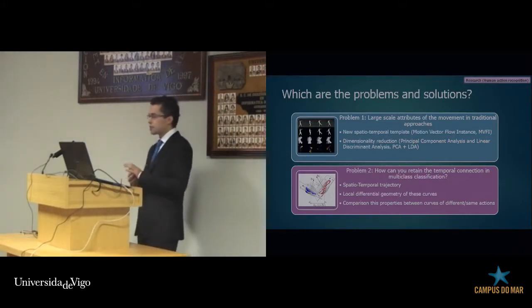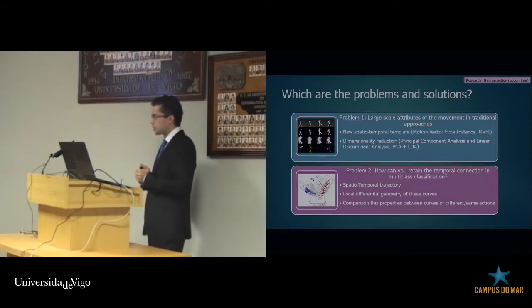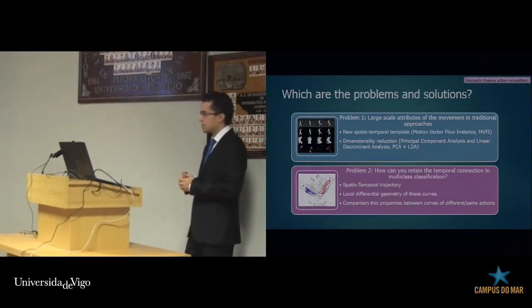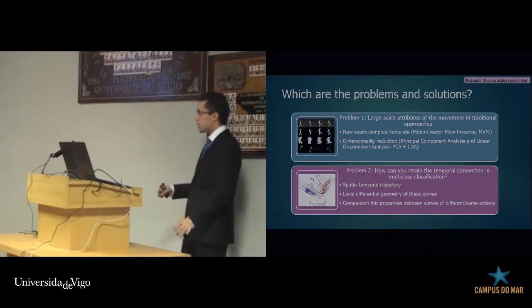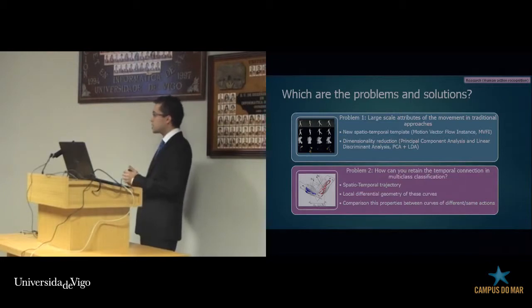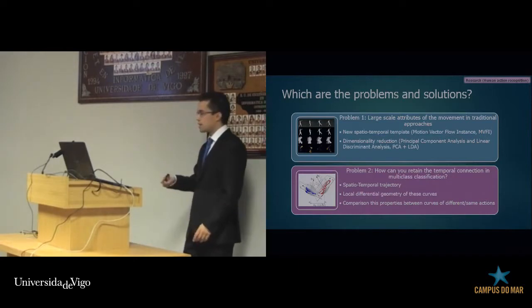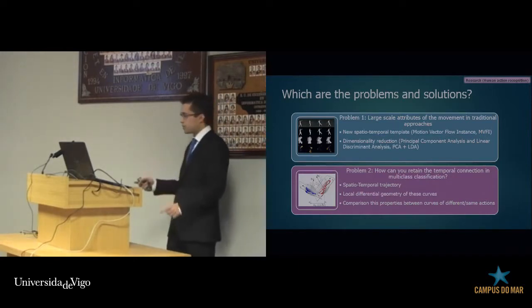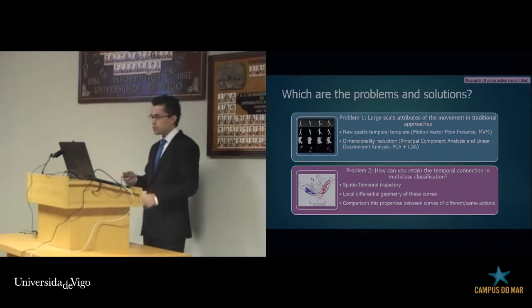How can you retain the temporal connection in multi-class classification? This is the other problem. We understood in different problems that in this new space you have all the information that you need to distinguish different human actions, because in this spatio-temporal phase space you have everything. All the movements have a unique trajectory in this space. So we analyze the local differential geometry of these trajectories, and we compare these properties between different curves.